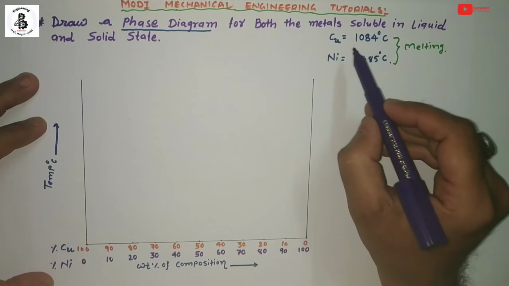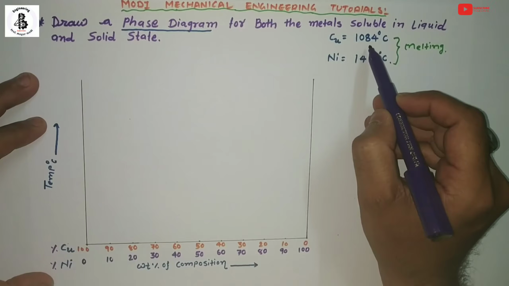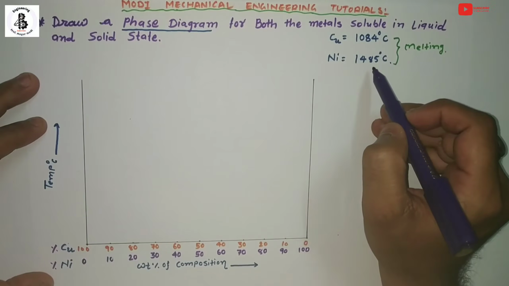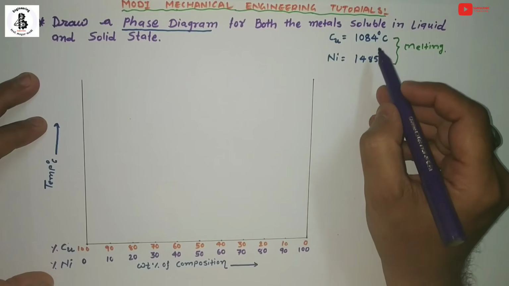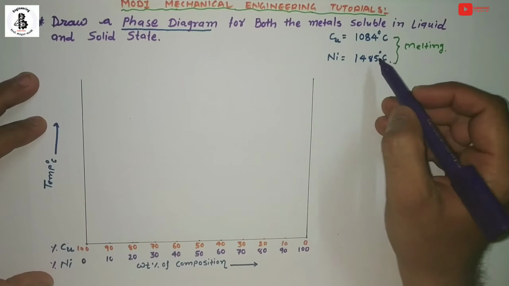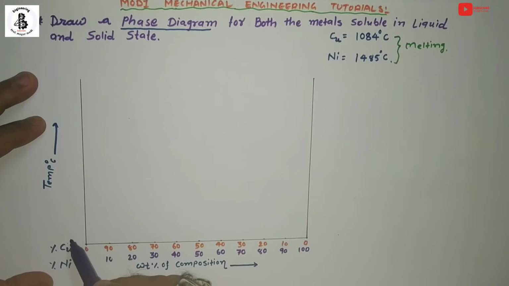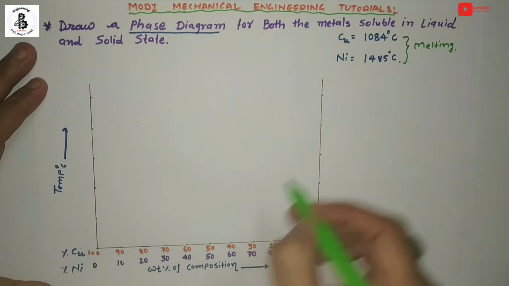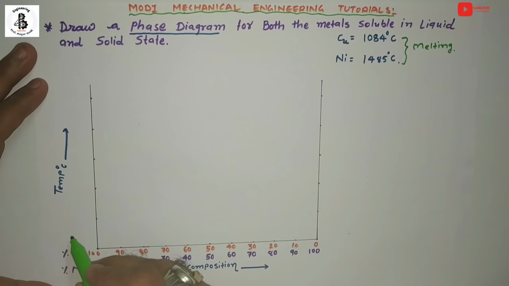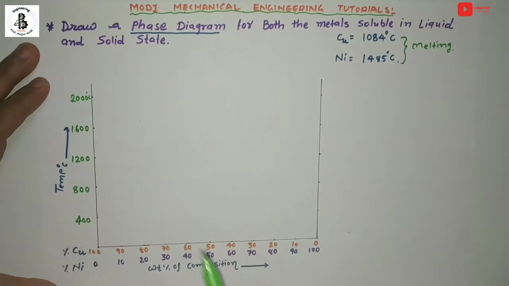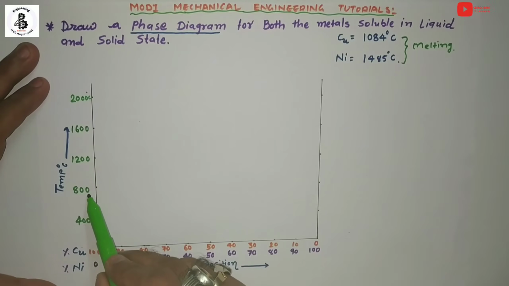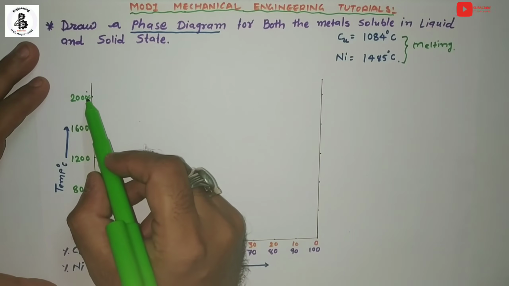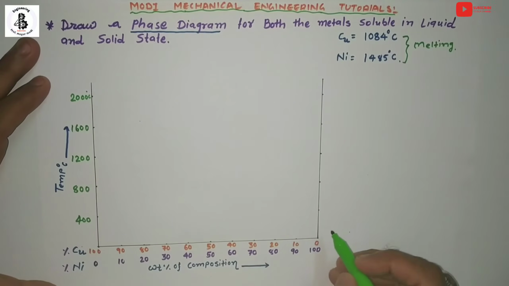Let's say for copper it is around 1084 degree centigrade, and for nickel it is 1485 degree centigrade. According to the melting points of both the metals, I would like to make a scale on the y-axis for the temperature. According to the range of the temperature, you can see here 400, 800, 1200, 1600 and 2000. The same scale is on the other side.